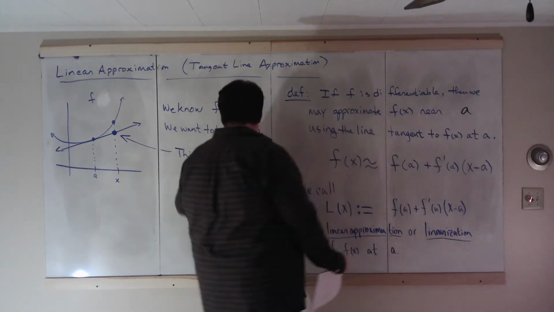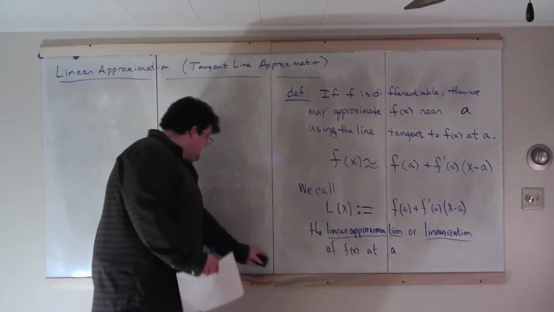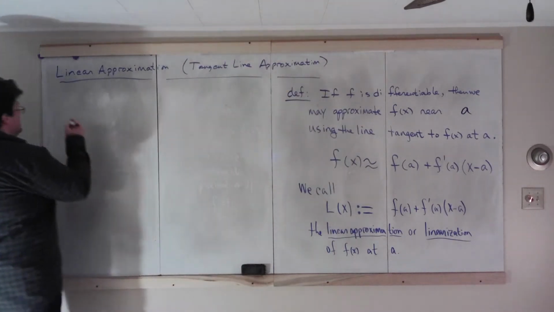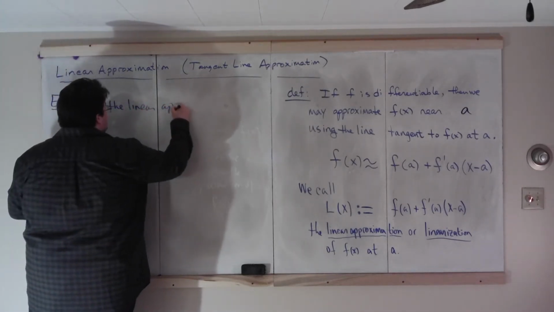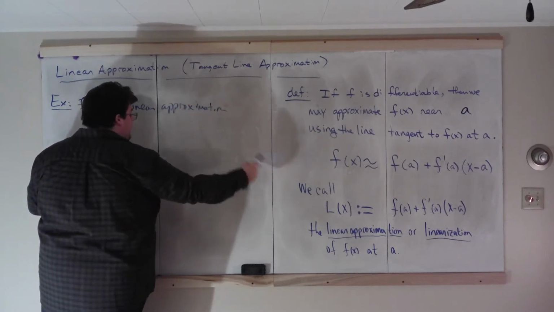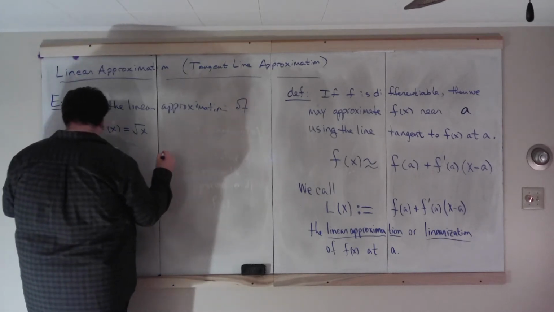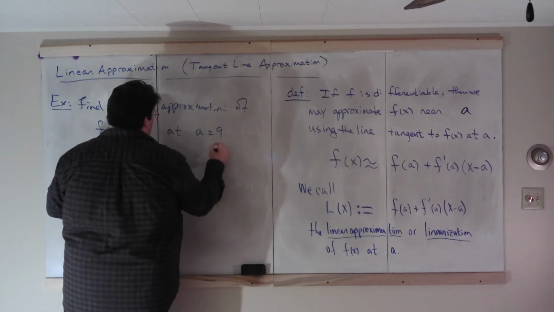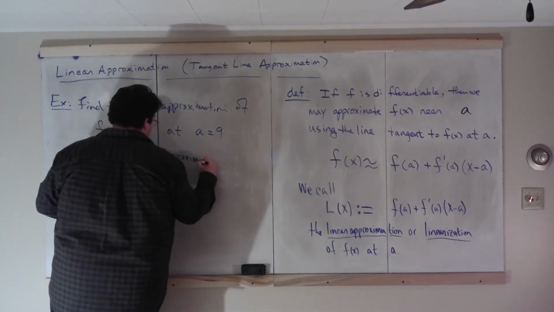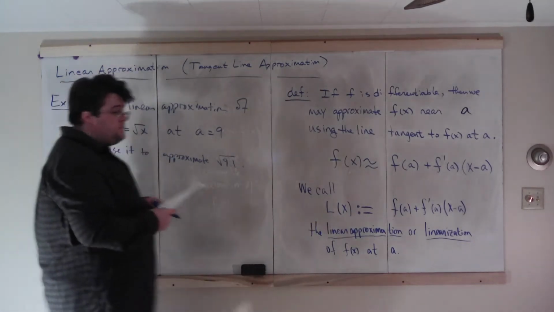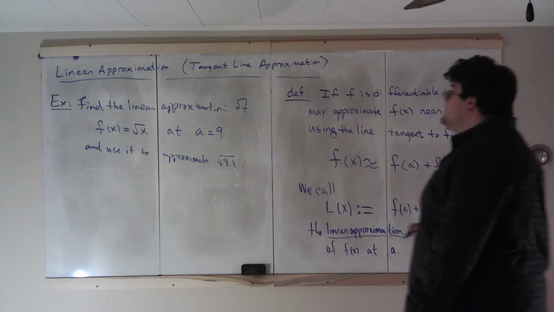So let's do a couple examples. Example: find the linear approximation, so find L of x of f of x equals root x at a equals 9, and use it to approximate root 9.1. And here I'll give you the actual value and the approximation, so you can see that this approximation is pretty close.